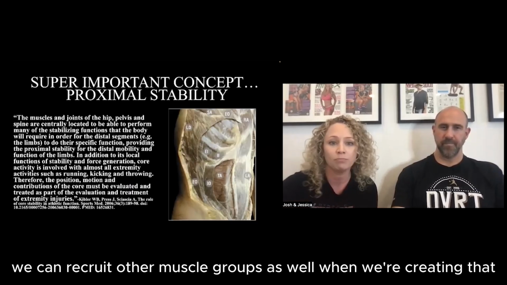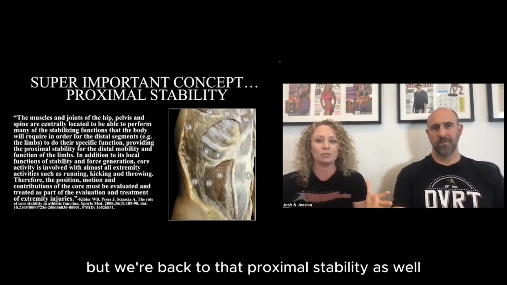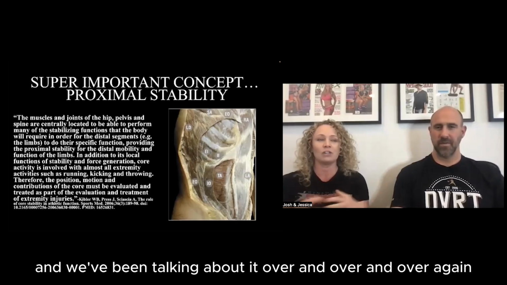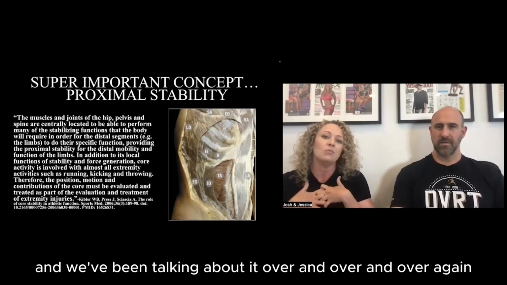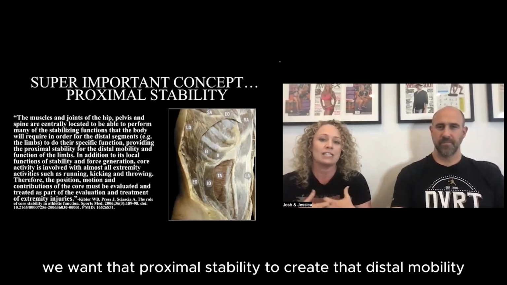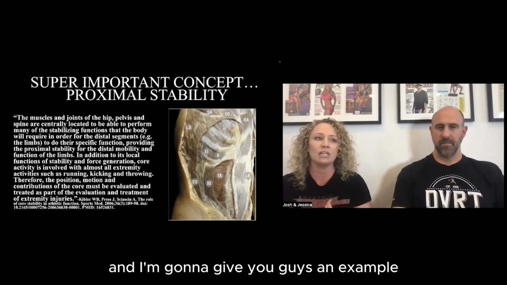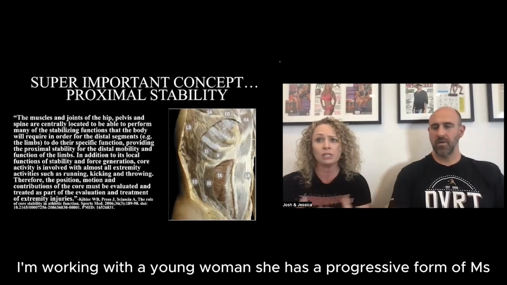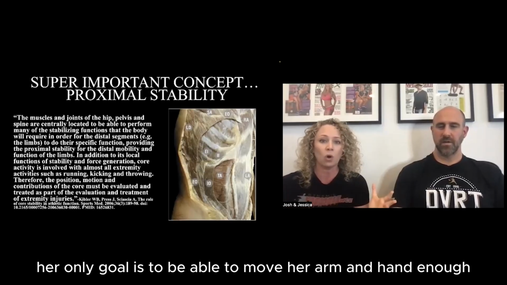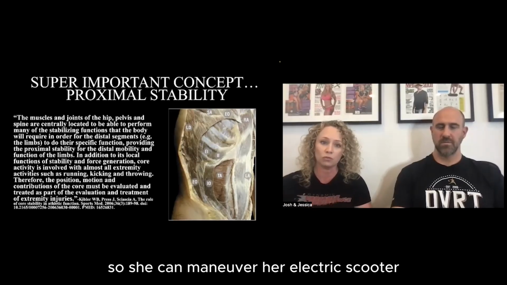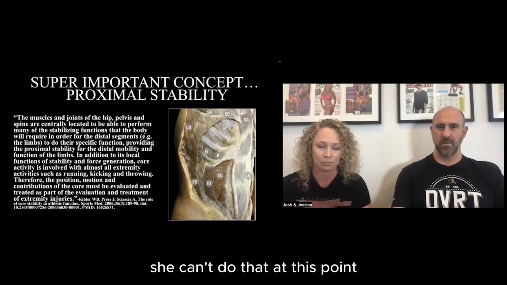But we're back to that proximal stability as well, and we've been talking about it over and over again. We want that proximal stability to create that distal mobility. I'm going to give you guys an example. I'm working with a young woman who has a progressive form of MS. Her only goal is to be able to move her arm and hand enough so she can maneuver her electric scooter. She can't do that at this point.